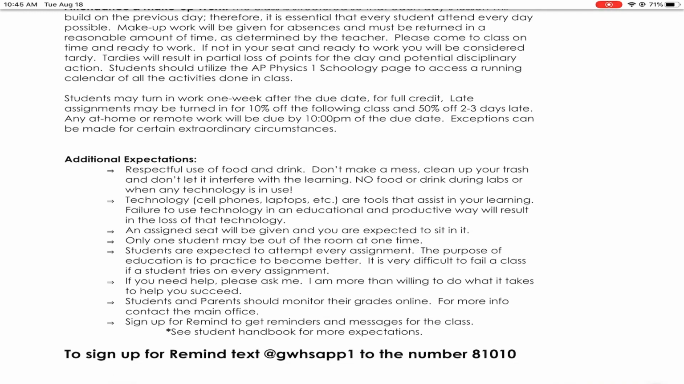At the bottom here, you can see how to sign up for Remind. You can either download the app and then use the code GWHSAPP1, AP Physics 1, or you can just text at GWHSAPP1 to the number 81010 and follow through that process to get signed up on Remind.